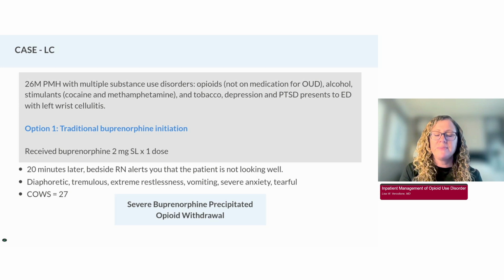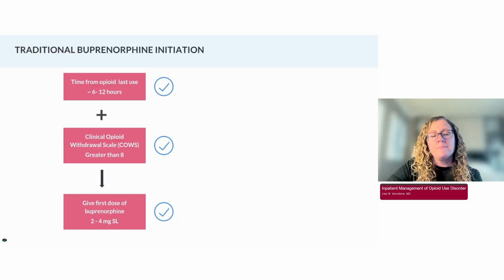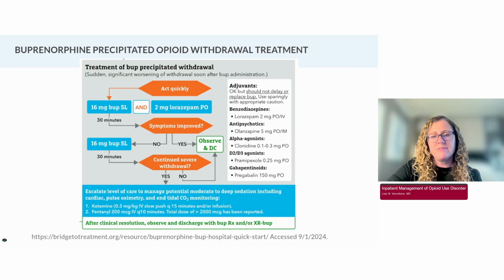Your patient is experiencing severe buprenorphine precipitated opioid withdrawal. And this is horrific to even see happen. I can't even imagine what the patient is going through. And so what happened? Because we waited enough time, the COWS score was high enough, we gave the appropriate dose, but yet the patient felt sicker. Well, before we go into that, let's talk about how we treat it.